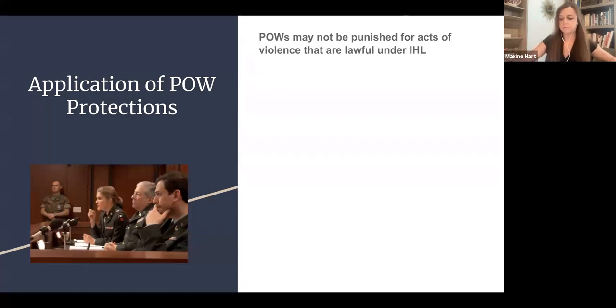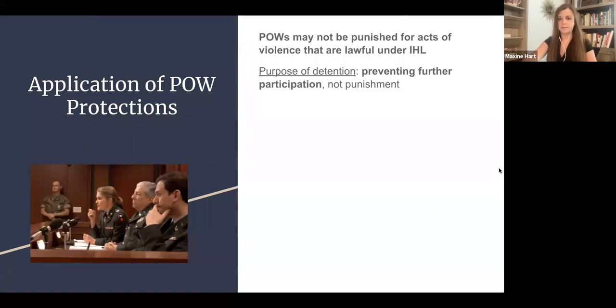So a really important part of the application of POW protections is that POWs have what's called combatants privilege, which means that they have the right to participate in hostilities. And so they can't be punished for acts of violence that are otherwise lawful under IHL, so for their mere direct participation in hostilities. They can, however, be punished for war crimes.